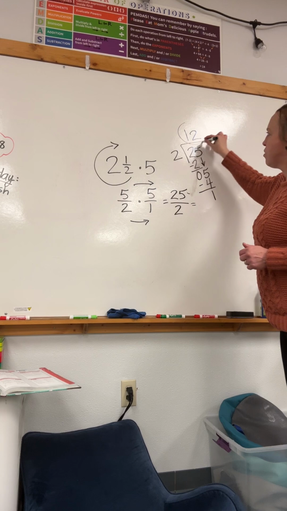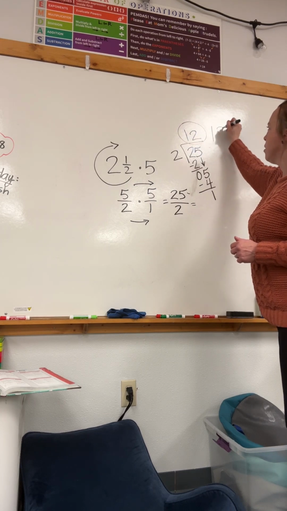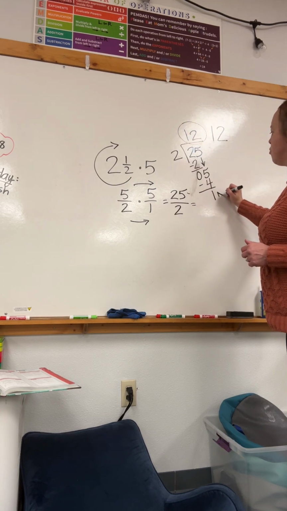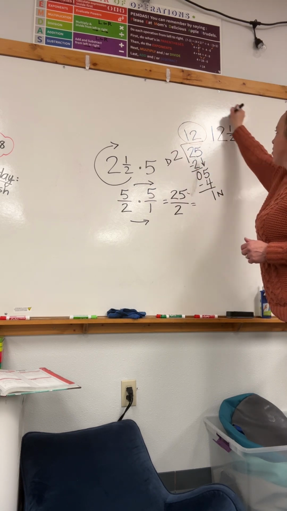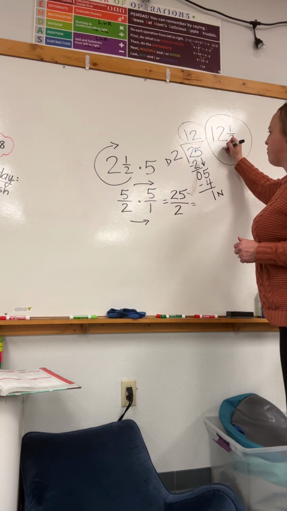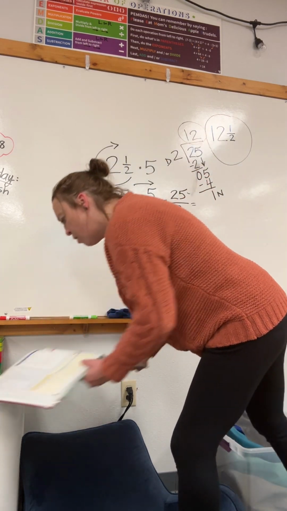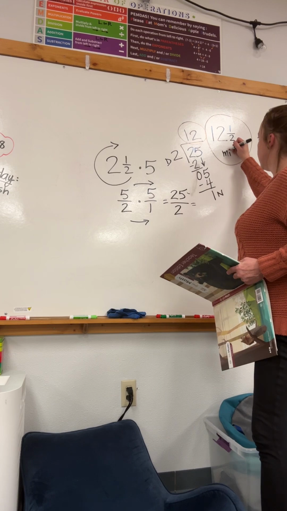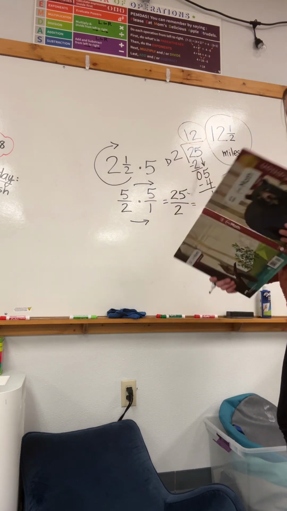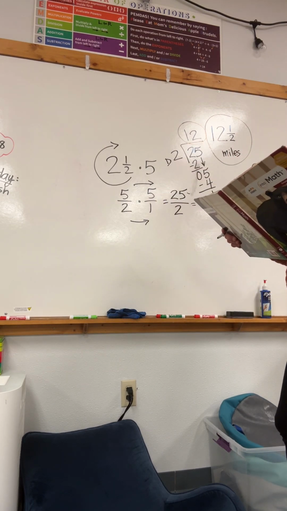Now, this is where some of you are getting mixed up. There's your whole number. This is your numerator. This is your denominator. 1 half. So the total is 12.5 miles. Is that what she's running? 12.5 miles. Yep. Okay, 12.5 miles for number 8.